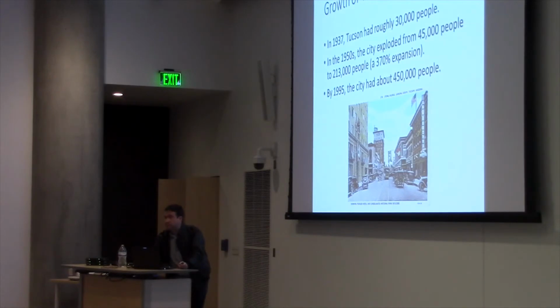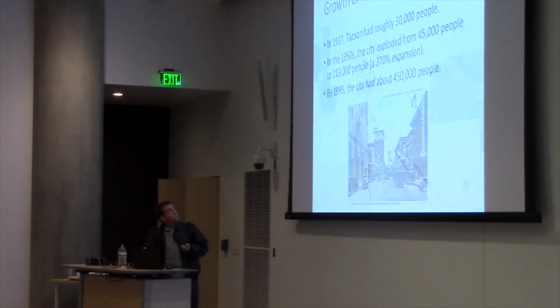I'll show you the growth of Tucson over the years. In 1937, Tucson had about 30,000 people. It was a pretty small town. In the 50s, you see the greatest expansion. It grew by 370%, which is pretty awesome. And then in the 90s, it had almost 500,000 people. This is a picture of downtown Tucson in 1933 here.